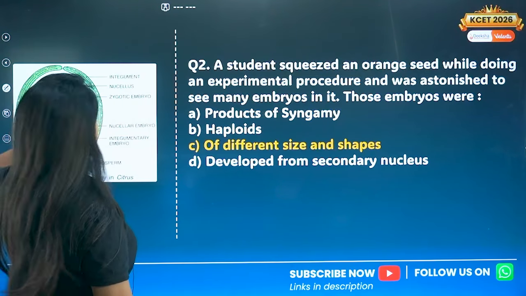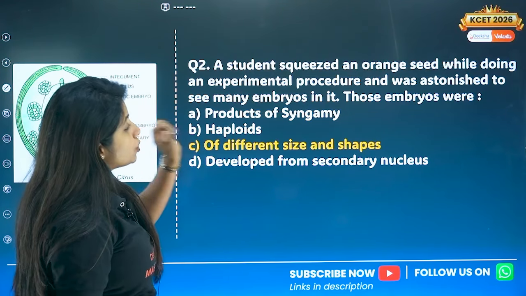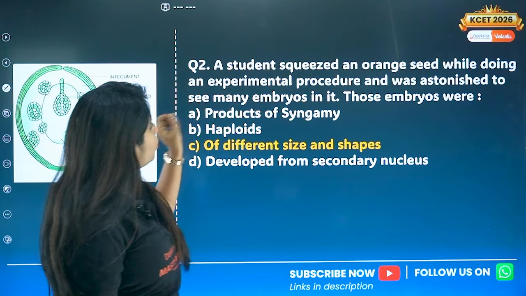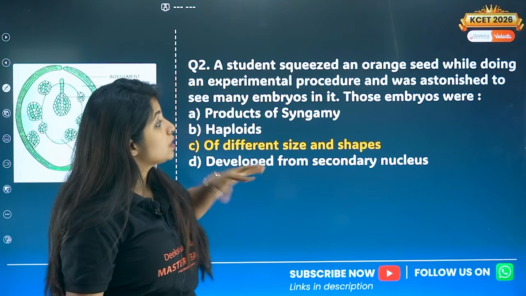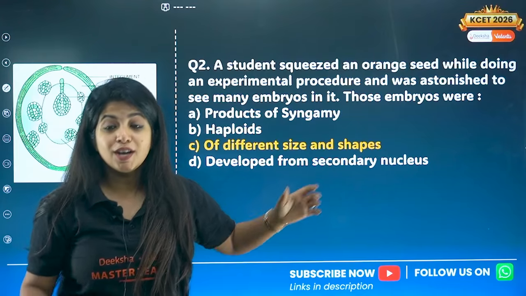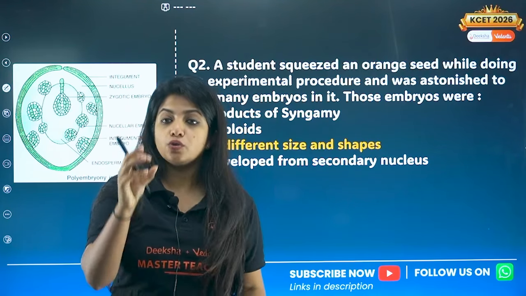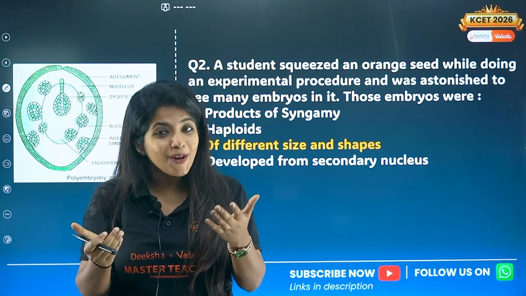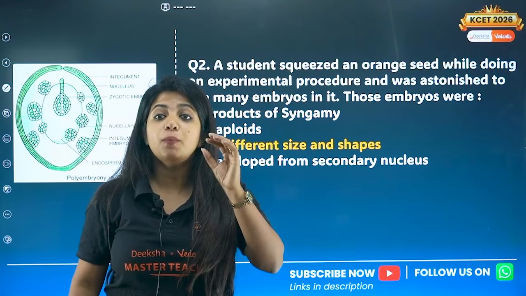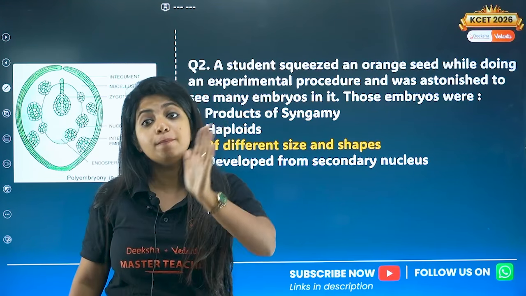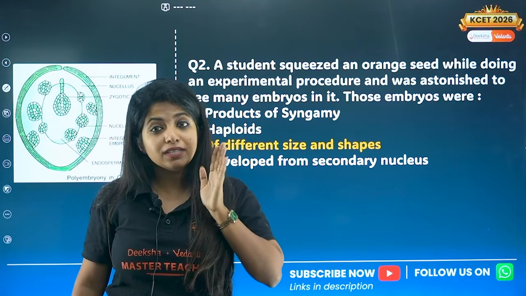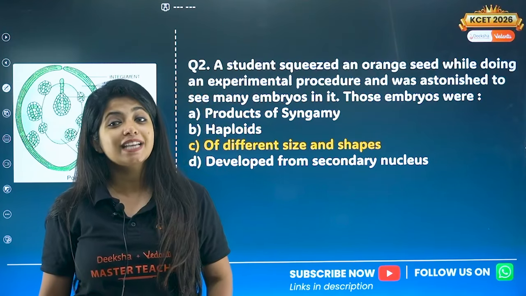Now going ahead with the next question, question number 2. A student squeezed an orange seed while doing an experimental procedure and was astonished to see so many embryos in it. So within a seed of the orange, you find so many embryos. What do you call this condition? You call this condition as polyembryony. That means multiple embryos. Polyembryony is found in citrus fruits such as orange as well as mango.